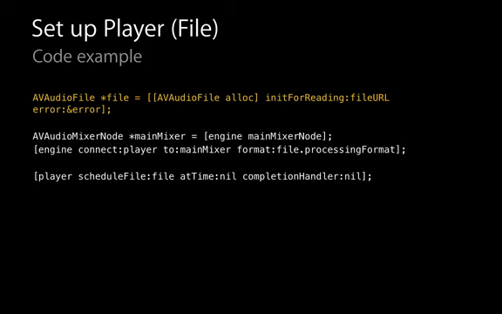So given a URL to an audio file, I can create an AVAudioFile object. The next thing that I do is ask the engine for its main mixer. So the engine will create an instance of a mixer node, create an output node, and connect the two together. I can now go ahead and connect the player to the mixer with the file's processing format. So I have a connection chain going all the way from player, that's a source, to the output node, that's a destination. Now I can schedule my file to play at time nil, which is as soon as possible.